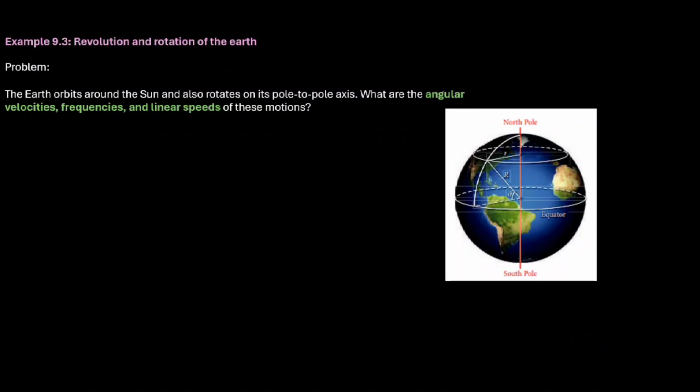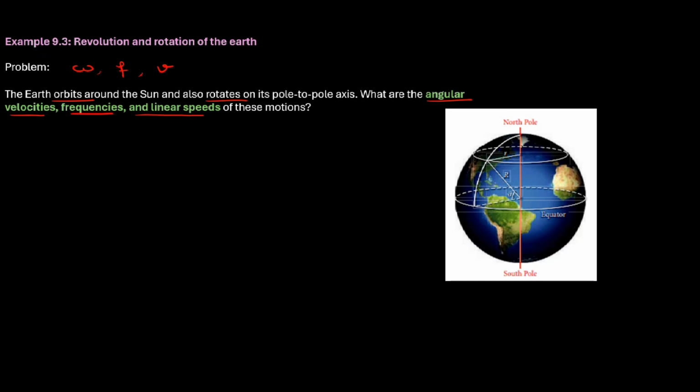Example 9.3, Revolution and rotation of the Earth. The Earth orbits around the Sun and also rotates on its pole-to-pole axis. What are the angular velocities, frequencies, and the linear speeds of this motion? So in this question, they have discussed the revolution of the Earth around the Sun and its rotation about its axis. And we need to find the angular velocity omega, frequency f, and the linear speed v for this motion.